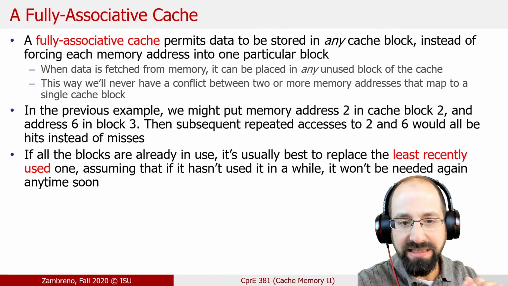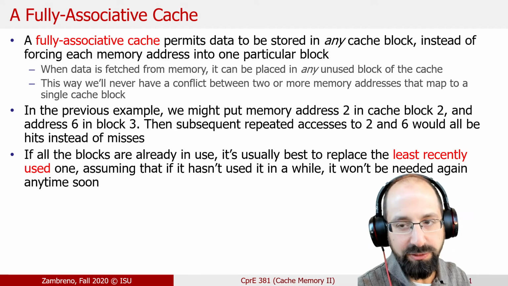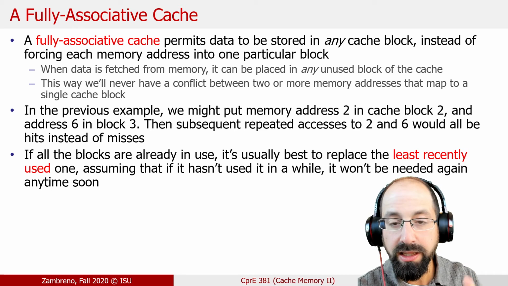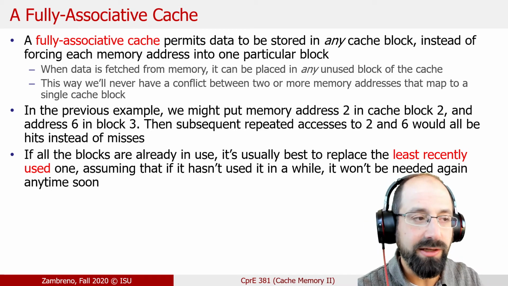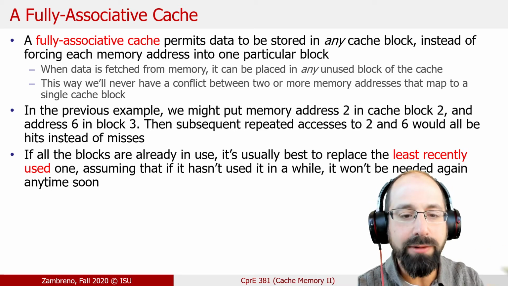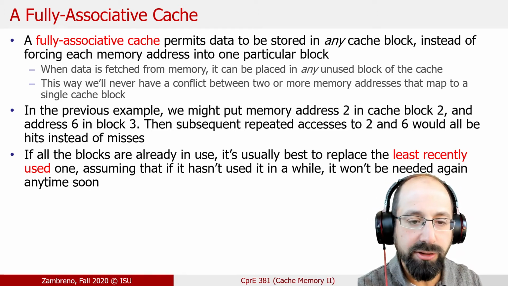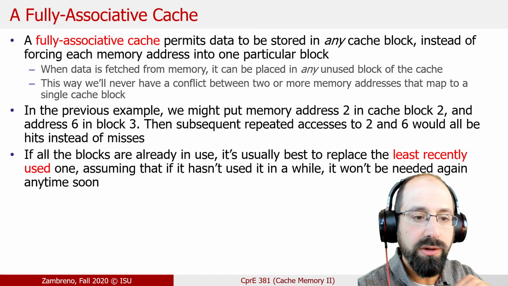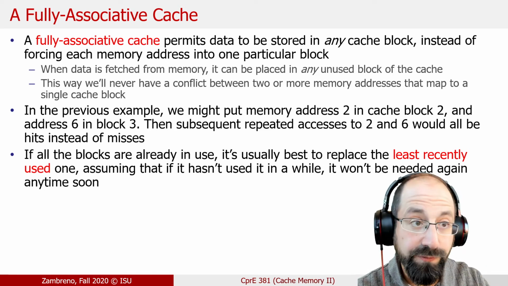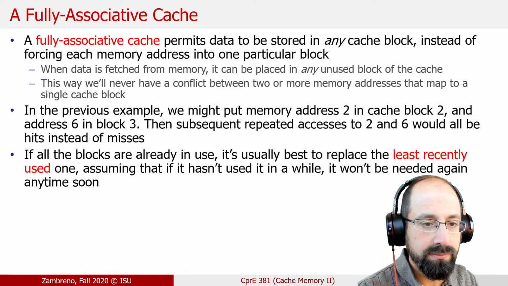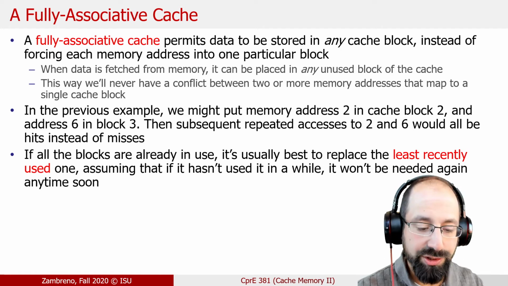Direct map is: every memory address has exactly one place it corresponds to in the cache. The other extreme is fully associative. Any address can go anywhere in the cache. So we don't force any memory address into any one particular block. So when it's time to fetch something from our fully associative cache, we have to check the entire cache.